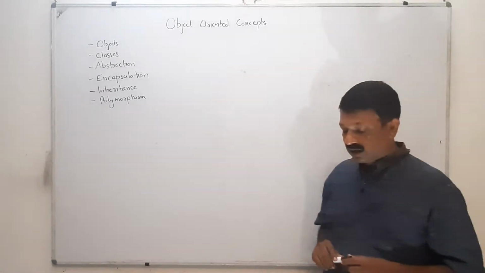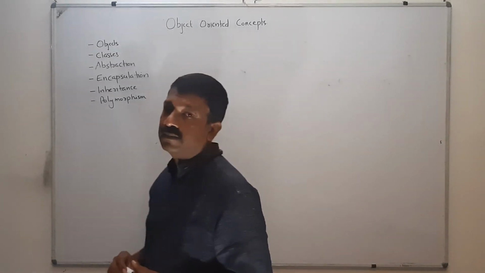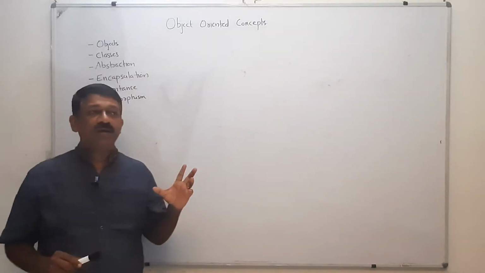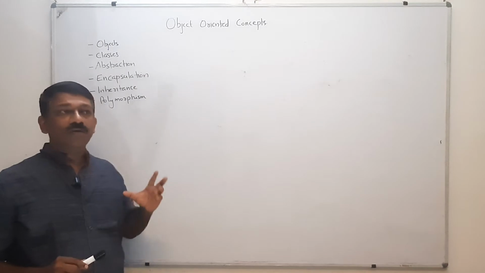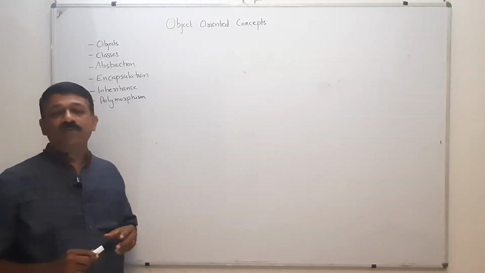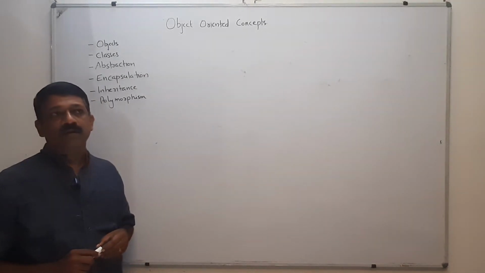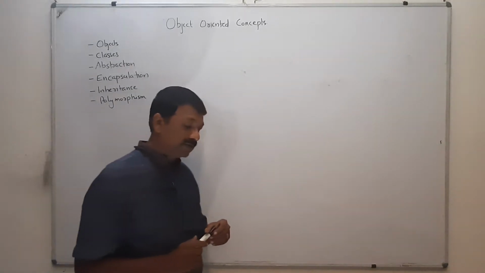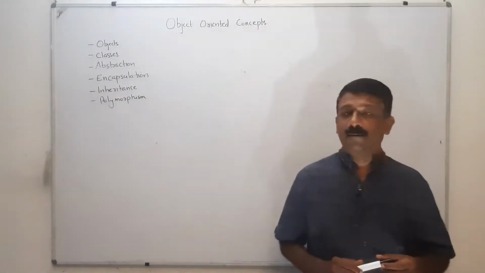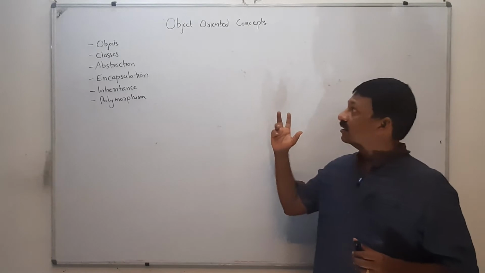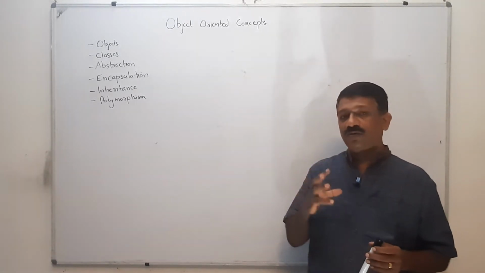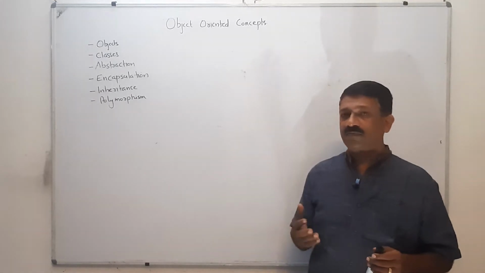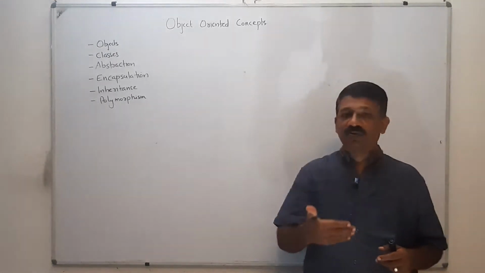So, before discussing that, you should know what you mean by the conventional programming style. In earlier languages like C, COBOL, Pascal, etc., we are not using object-oriented concepts. There we are using conventional programming concepts. That means you have a set of instructions.